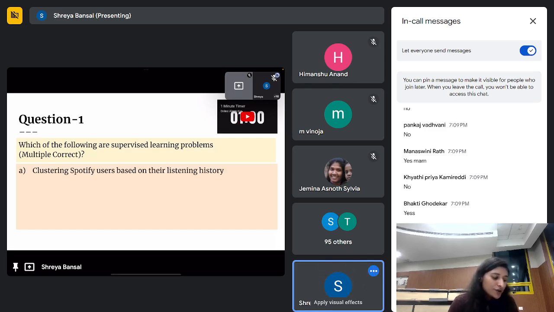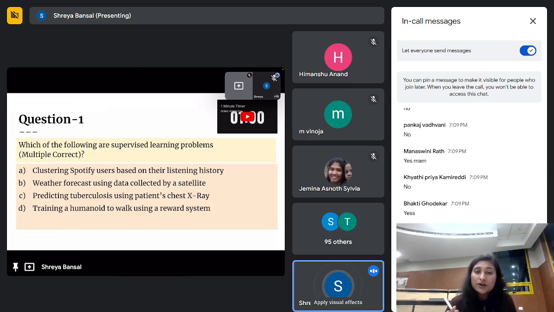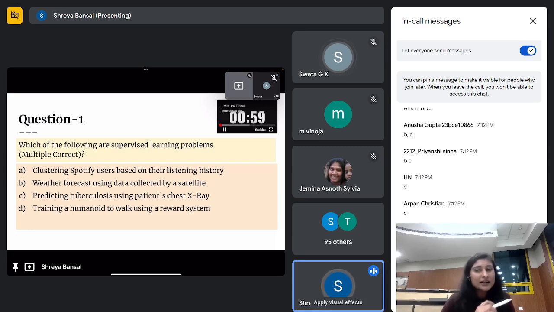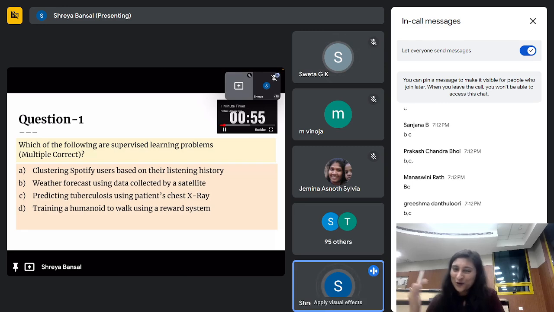Okay. So first, which of the following are supervised learning problems? So you know about supervised learning. Option A, clustering Spotify users based on their listening history. Second, weather forecasting using data collected by satellite. Third, predicting tuberculosis using a patient's chest X-ray. And last is training a humanoid to walk using a reward system. Now your time starts. Just write it in the chat box because I am not able to listen if all of you speak.